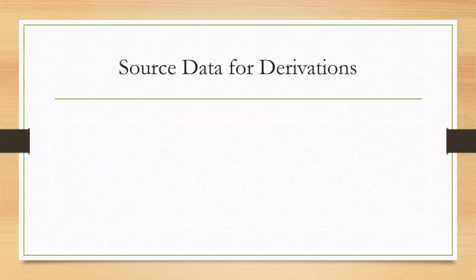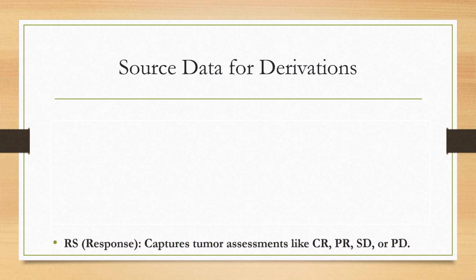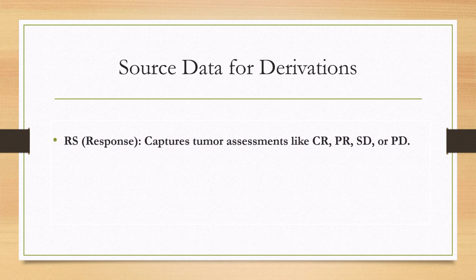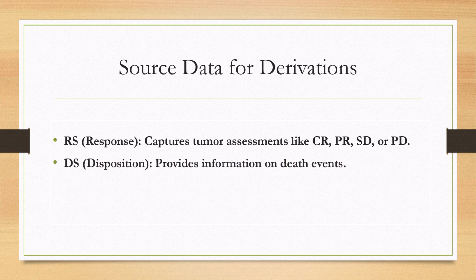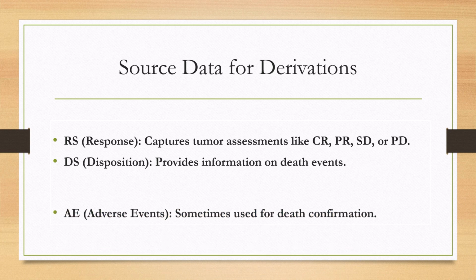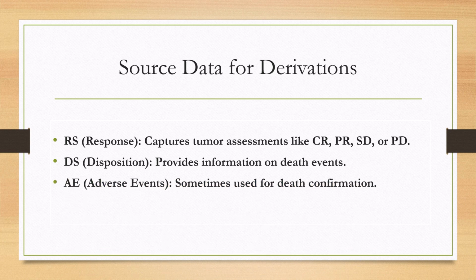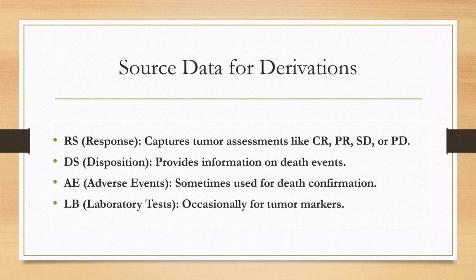Now let's talk about the source data for these derivations. Primarily, these are the SDTM domains such as the RS domain, which is the response evaluation domain, which captures the tumor assessments like the CR, PR, SD, or PD. Another is the disposition domain, which can provide the information on death events. The third one is the adverse event domain, sometimes used for death confirmation. And next is the LB, which can occasionally be used for tumor markers. Having complete, accurate and clean SDTM data is critical before starting any derivation work.